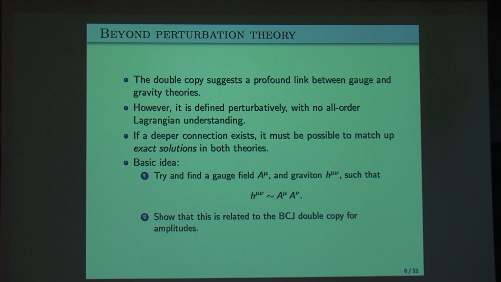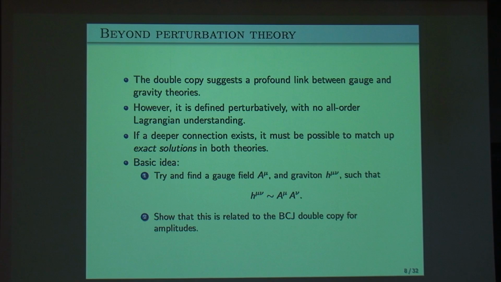Step one is to try and find a gauge field living in a gauge theory and a graviton living obviously in a gravity theory, such that the graviton is some kind of product of gauge fields. So I've written that very schematically here. And when I say graviton, I could also mean a two-form, a dilaton and the other fields that you expect to be there under the double copy. But that's basically what we mean by having a double copy, very schematically.